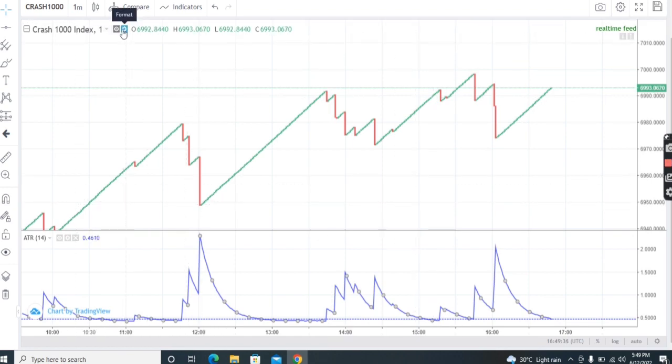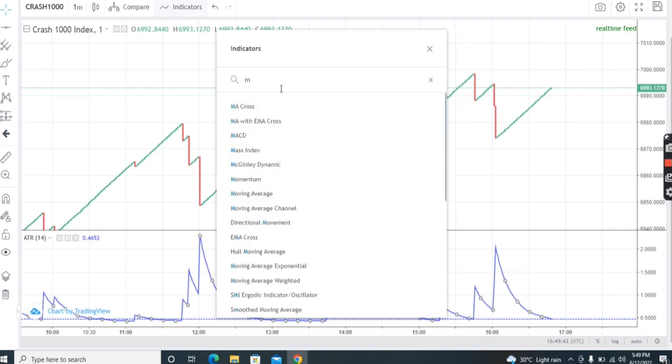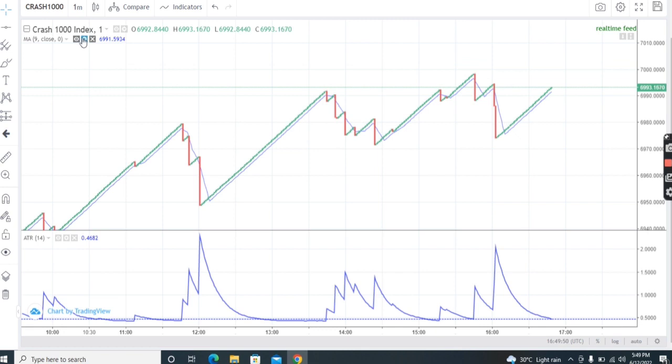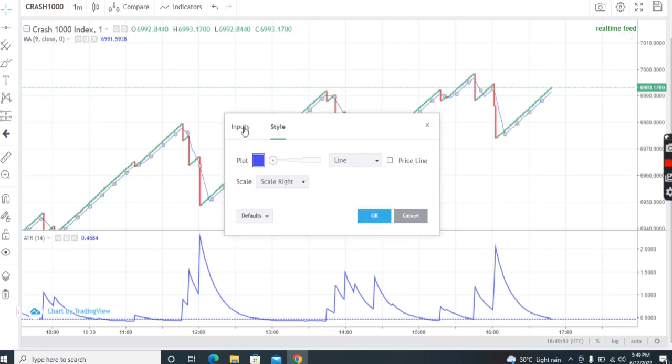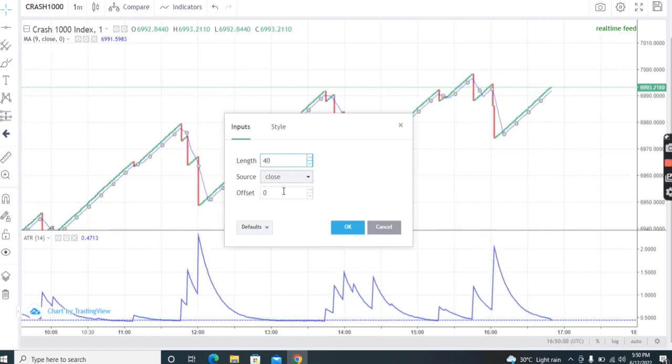Then we need to get a moving average, which will actually help us understand what is happening in the market, what direction the market is trying to move to. So we get a moving average, you click on it for the parameters, and we put it on period 40. This is the same thing as the length. Period 40, and the source will be close.